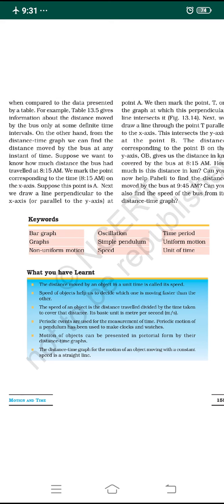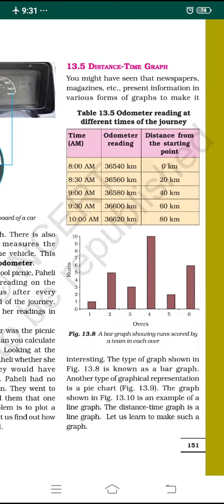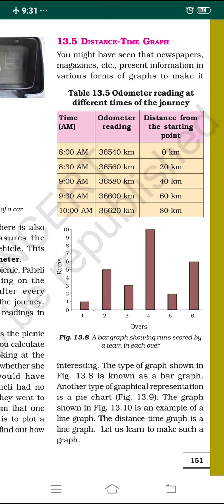Suppose we want to know how much distance the bus has traveled at 8:15. Once again I will show you, look at table 13.5. At 8 o'clock it is 36,540 kilometer, and at 8:30 it is 36,560 kilometer. So the distance traveled in half an hour, that is 30 minutes, is 20 kilometer. So do you know what is the distance traveled at 8:15? That we cannot get from this table. For that we will get the exact information when we draw a line graph.